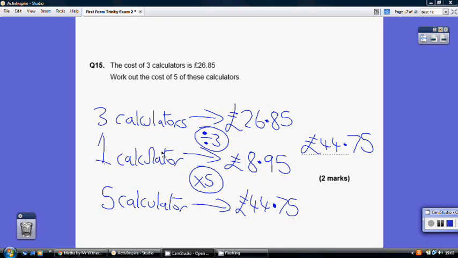Now once you've worked out how much 1 calculator costs, it's very easy going forward. So 5 calculators you're going to times by 5, 10 calculators you're going to times by 10, and so on. So we take our £8.95, we times it by 5, and we get £44.75.